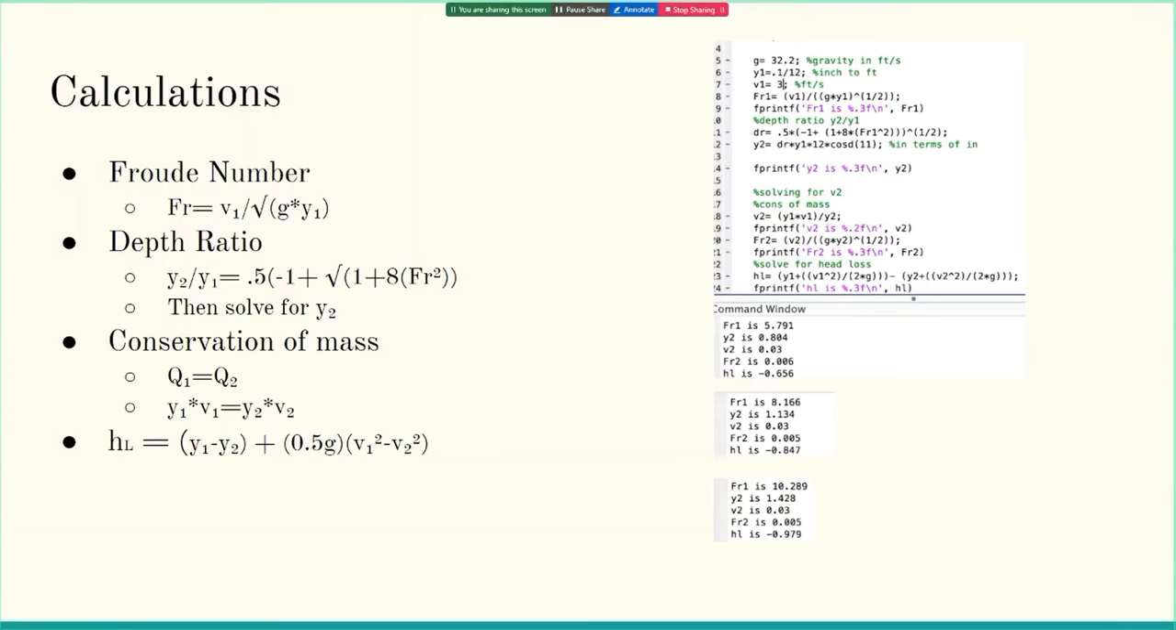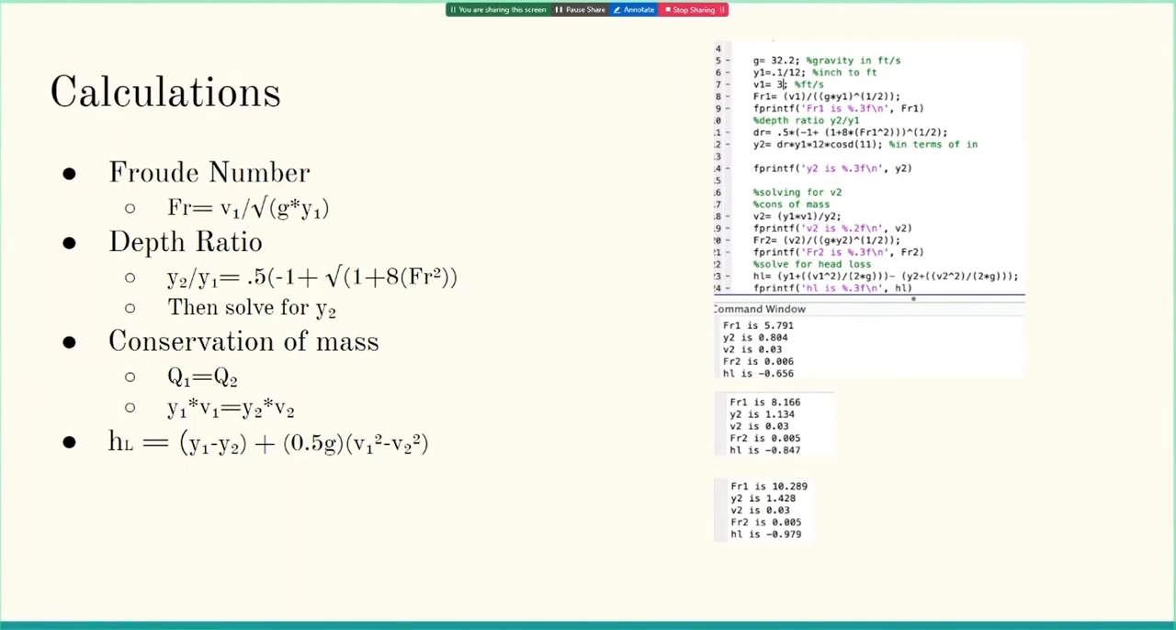And then we also used the conservation of mass equation in order to be able to solve for the velocity after the hydraulic jump. We also included the head loss equation because we know that there is going to be some energy lost in this transfer. On the right hand side, you can see the MATLAB script that we used in order to compile these computations and yield the results that you see at the bottom.